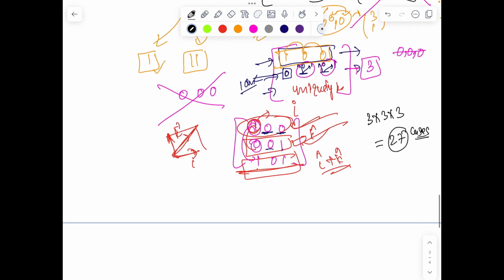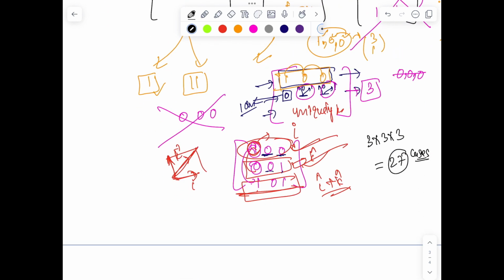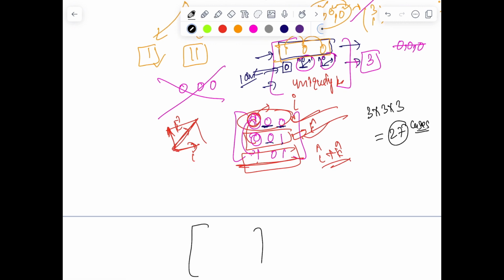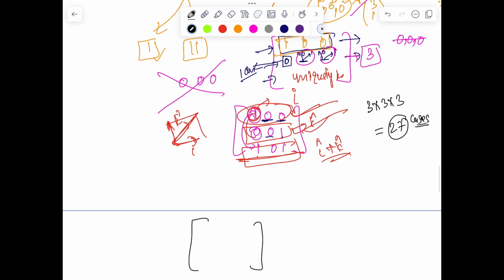Now you just have to cross check once. In these 27 cases, have we missed anything? Okay, what about the case when we have 2 1s in the first row?